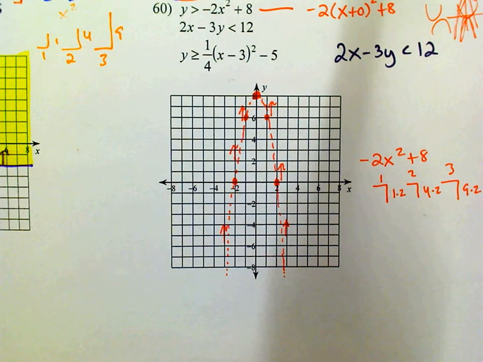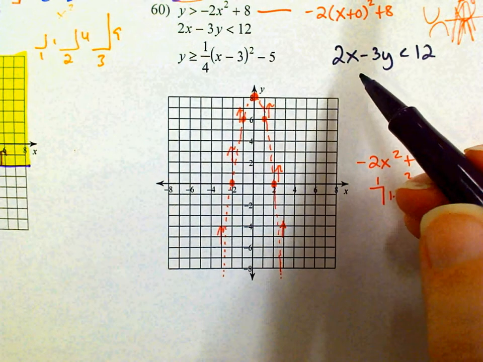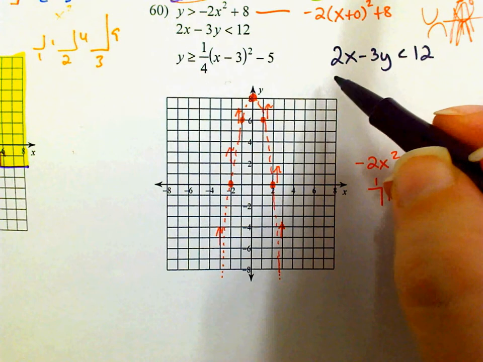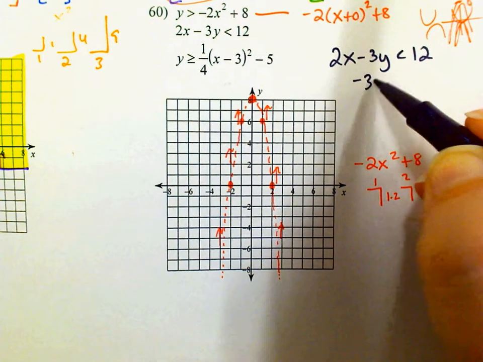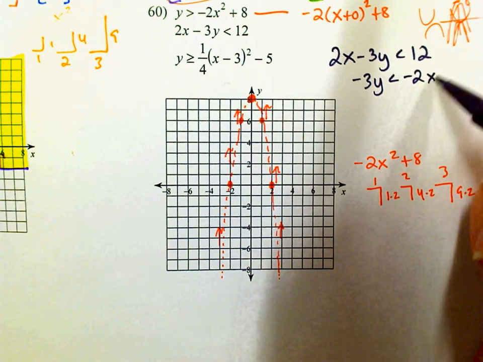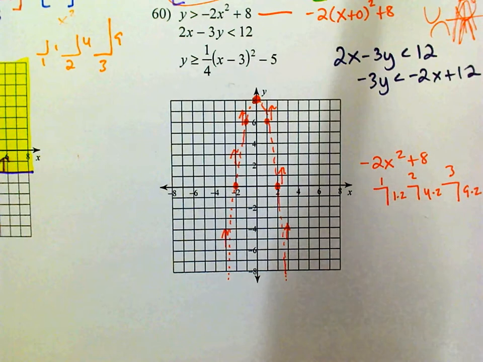Okay, what do I do to solve for y? Subtract 2x. So negative 3y is less than negative 2x plus 12. Now what do I do? I do that by dividing, right? If you divide by a negative 3, what's up?